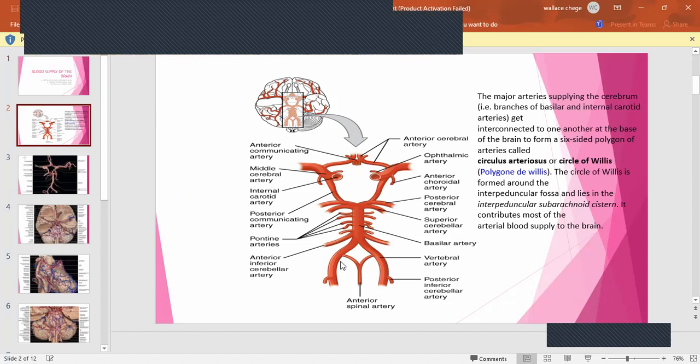Here they give off the two branches from the anterior side, fused to form the anterior spinal artery. The anterior spinal artery, remember, it runs in the anterior fissure of the spinal cord.